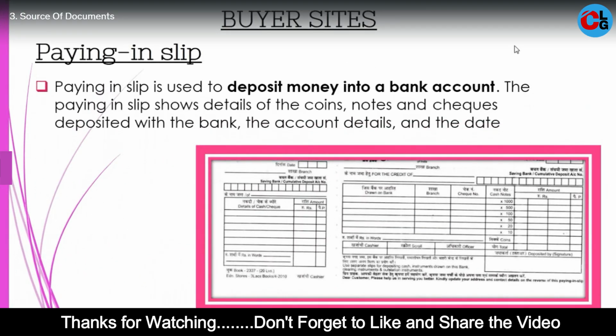The other one is the paying in slip. Paying in slip is another way of settling the amount to our seller. It is used to deposit money into the seller's bank account. So at that time we use the paying in slip. The paying in slip shows the details of the coins, notes and cheques deposited with the bank. The account details and the date also appear on the paying in slip. So you can see here.